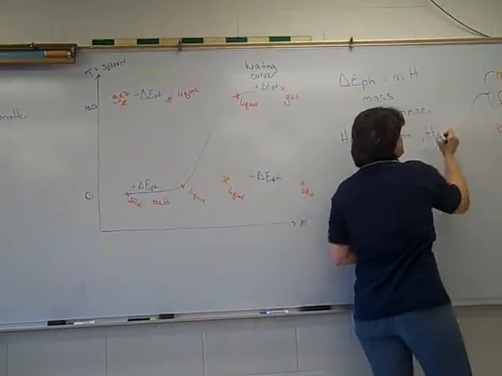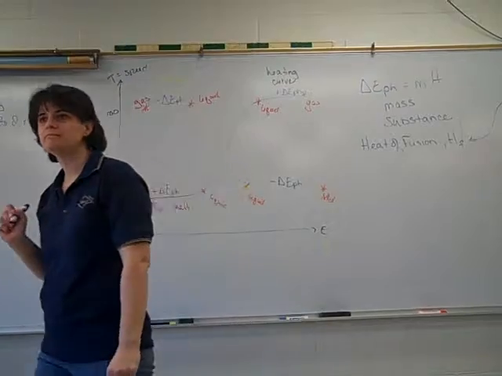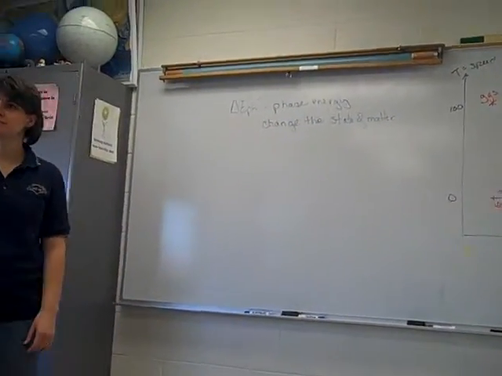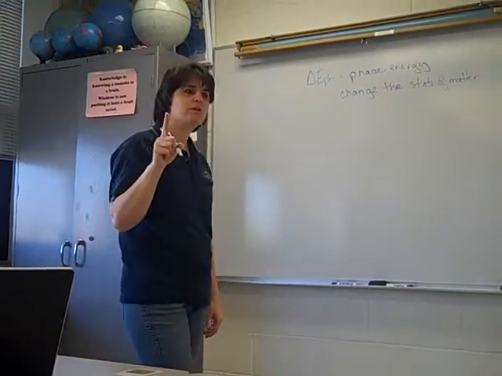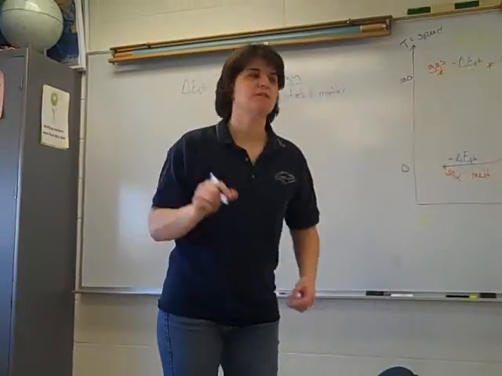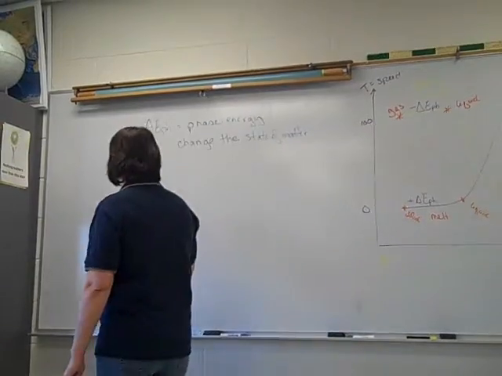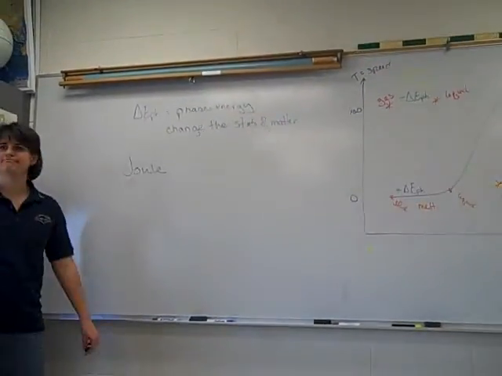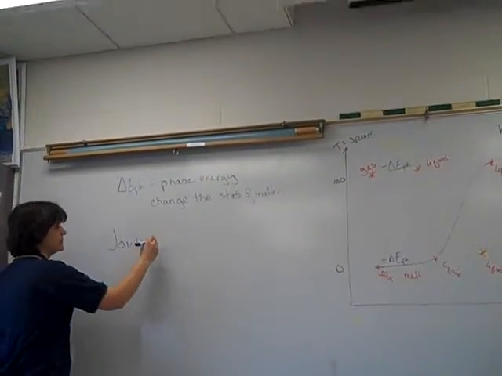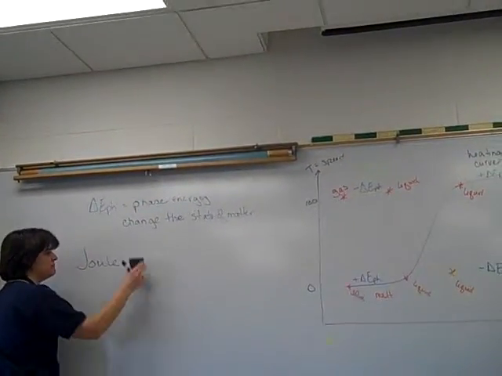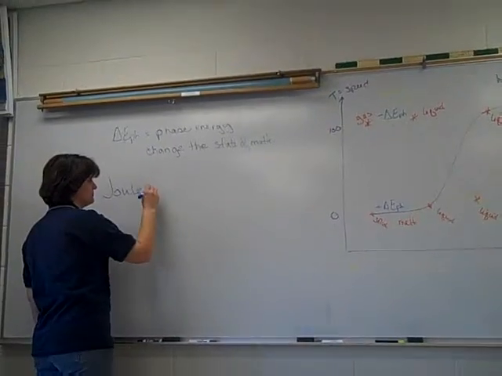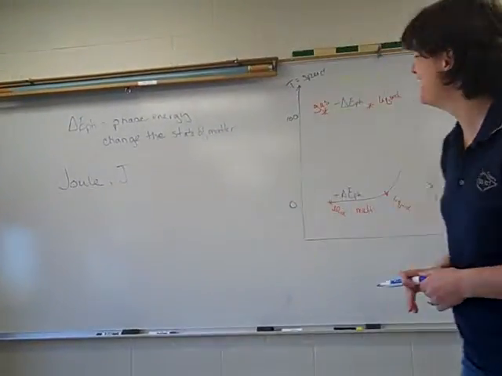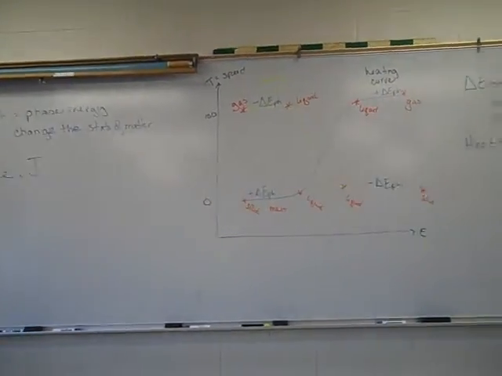If we are melting or freezing, the amount of energy it takes to melt 1 gram of ice is 334 joules. Now, what is a joule? If you had to guess, what would you say a joule is? It's an amount of energy. This is what we measure energy in. Guess who it's named after? Mr. Joule. Okay, Joule, J.